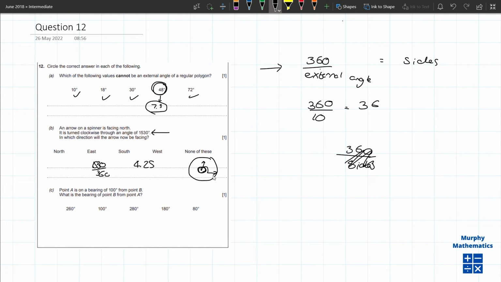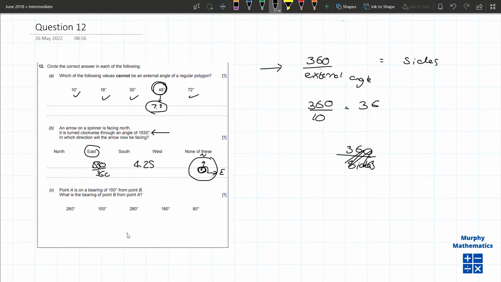So I'm now facing this way. So this is north, this is east, so I know I'll be facing east. Point A on a bearing of 100 degrees from point B. What is the bearing of point B from A?